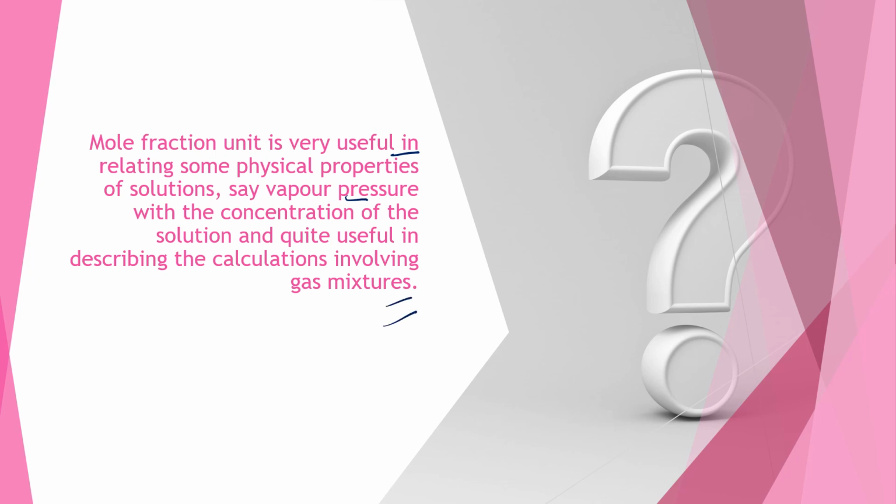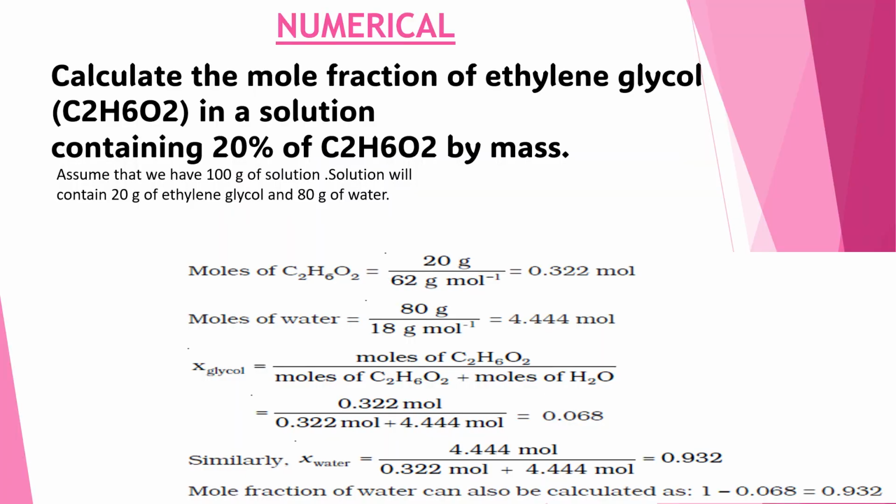Let's do a numerical based on the mole fraction. Calculation involving the mole fraction. So here is the numerical. Calculate the mole fraction of ethylene glycol in a solution containing 20% of C2H6O2 by mass. So assume that we have 100 gram of solution. The solution will have 20 gram of ethylene glycol and 80 gram of water. So if you want to calculate the moles of C2H6O2, that will be 20 divided by 62, that is 0.322 moles. Moles of water will be 80 gram divided by 18, which is equal to 4.444 mole.